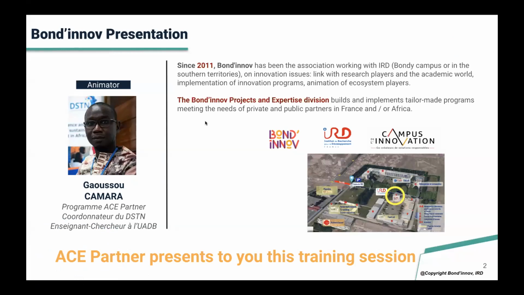As a reminder, this training is proposed by the ACE Partner Program in collaboration with Bondinnov. You may already be familiar with Bondinnov, which is an association working with IRD, the Institute for Sustainable Development, a French institute based in many African countries and other countries in the world.